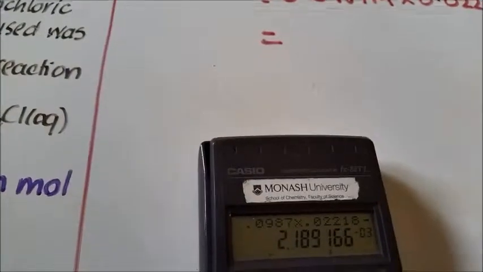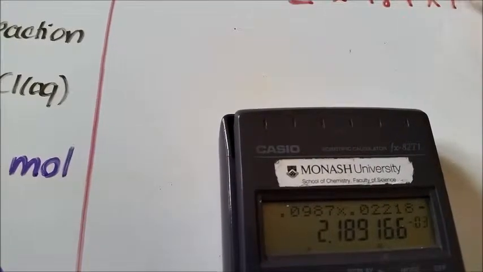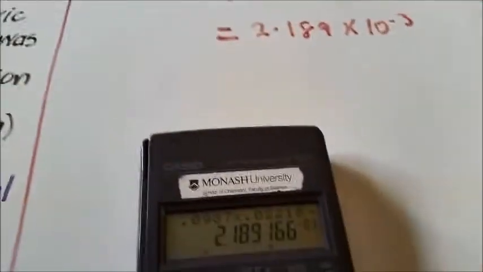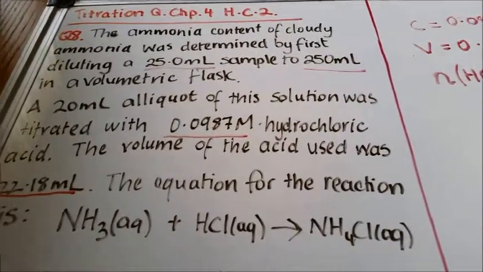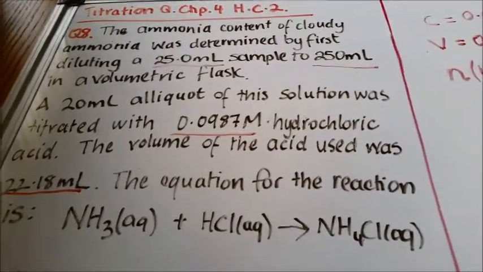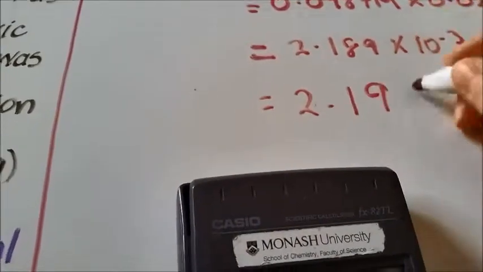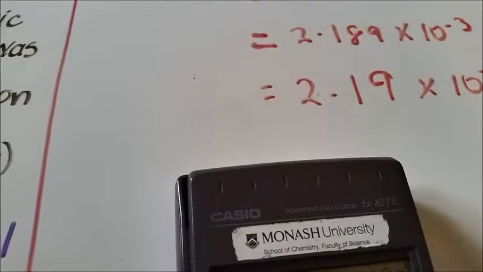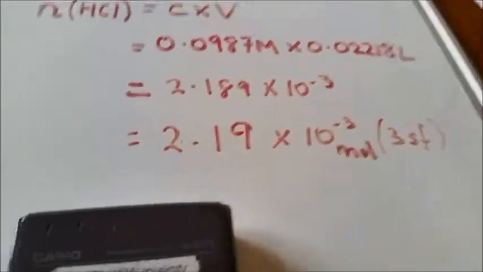What we get is an answer, as we can see on my trusty calculator here, of 2.189 times 10 to the minus 3. And because we care about significant figures, and we go back to our original question, we look for the piece of information with the least amount of significant figures, and we can see there that it is 3 significant figures. So that would be 2.19 times 10 to the negative 3 mole, to 3 significant figures. And of course, we're going to write mole in there. Okay.